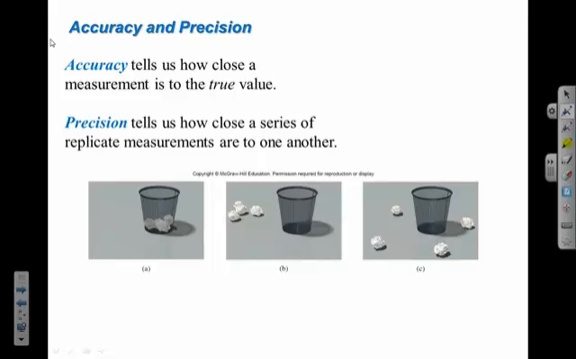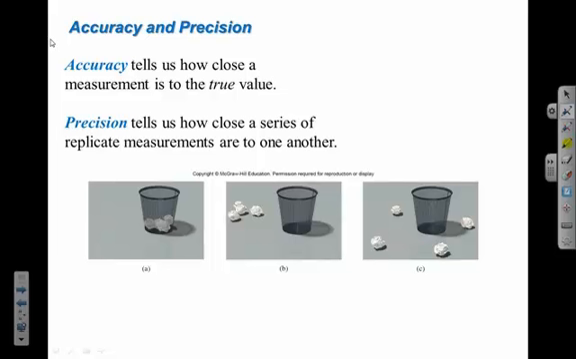The analogy that the book uses is throwing trash in a garbage can. Your target is to hit the garbage can. If you hit it, then you have accurate technique and you're getting it in there. You're hitting that target, right? So when you make a measurement, it should be a certain value to be correct. And if you know what that value is and it matches, then you know that it's accurate.